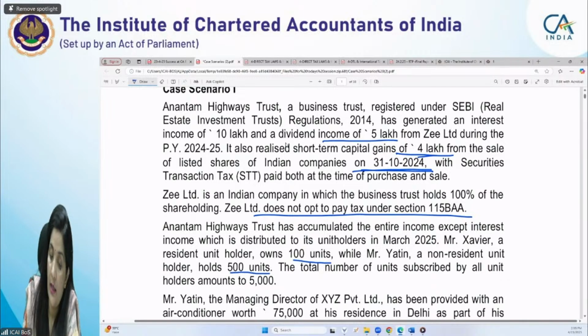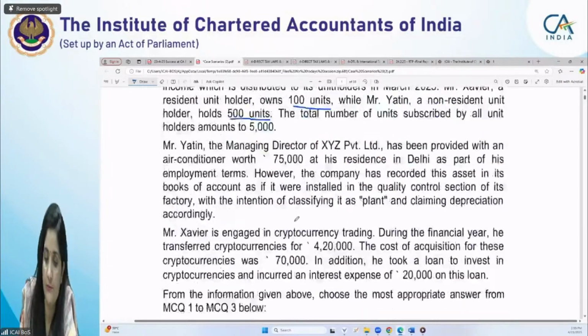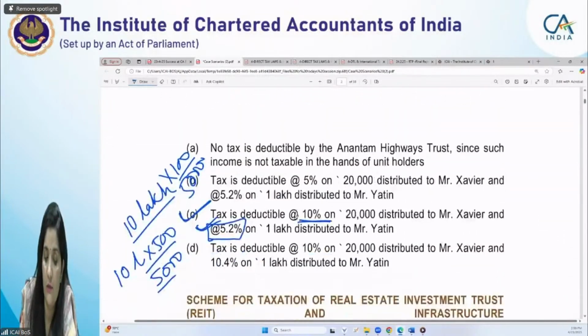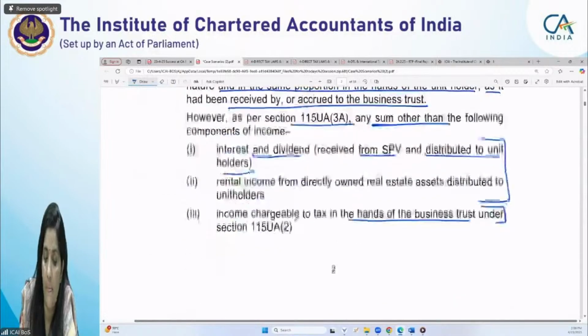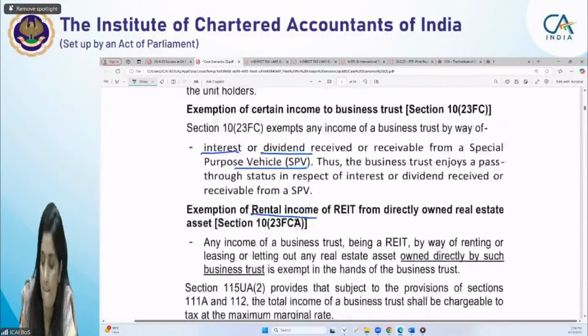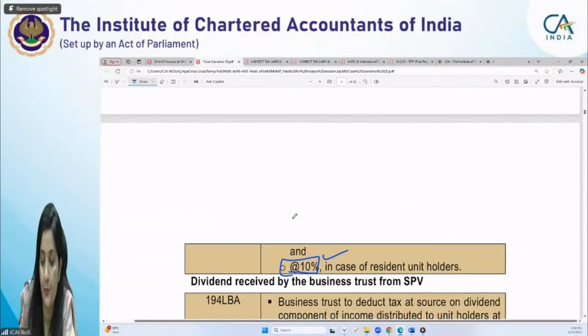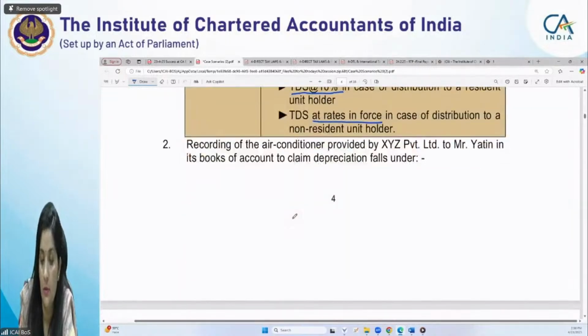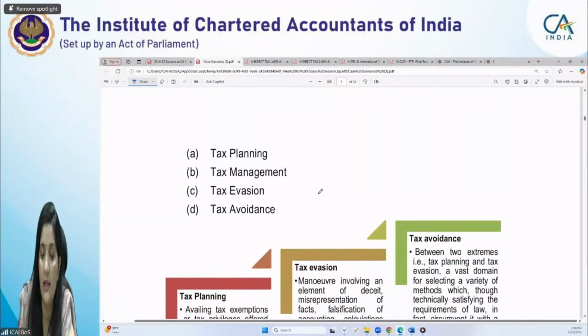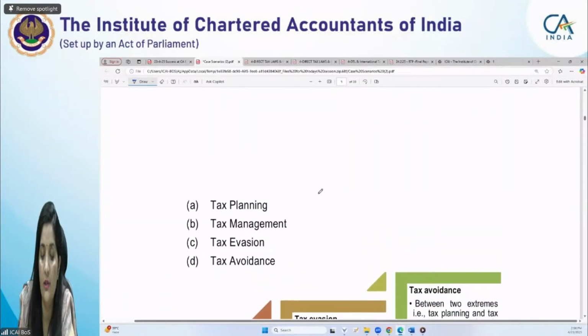Okay. Now the second question. What is the second question? Let me read it for you. Recording of the air conditioner provided by XYZ Private Limited to Mr. Yatin. Yatin is a non-resident, right? In his books of accounts to claim depreciation falls under tax planning, tax management, tax evasion and tax avoidance.